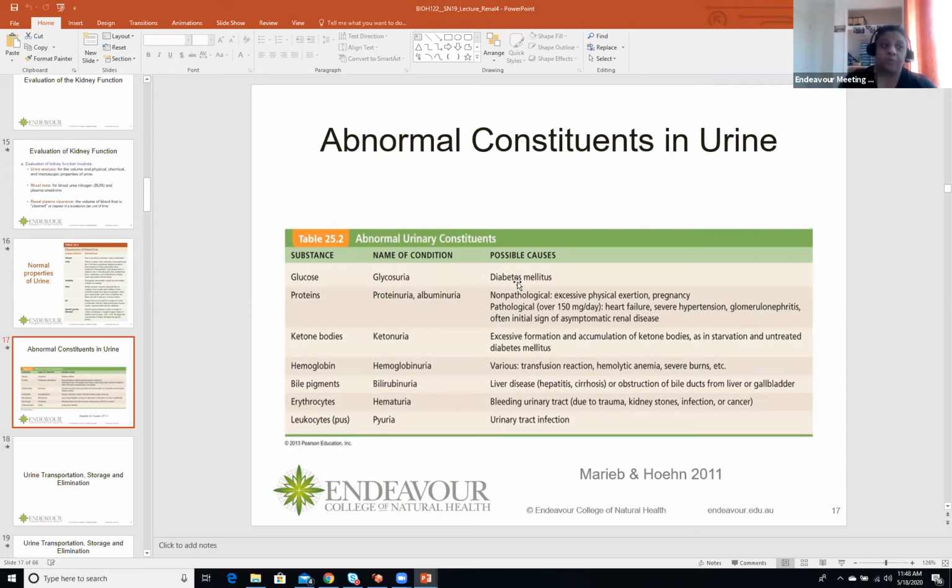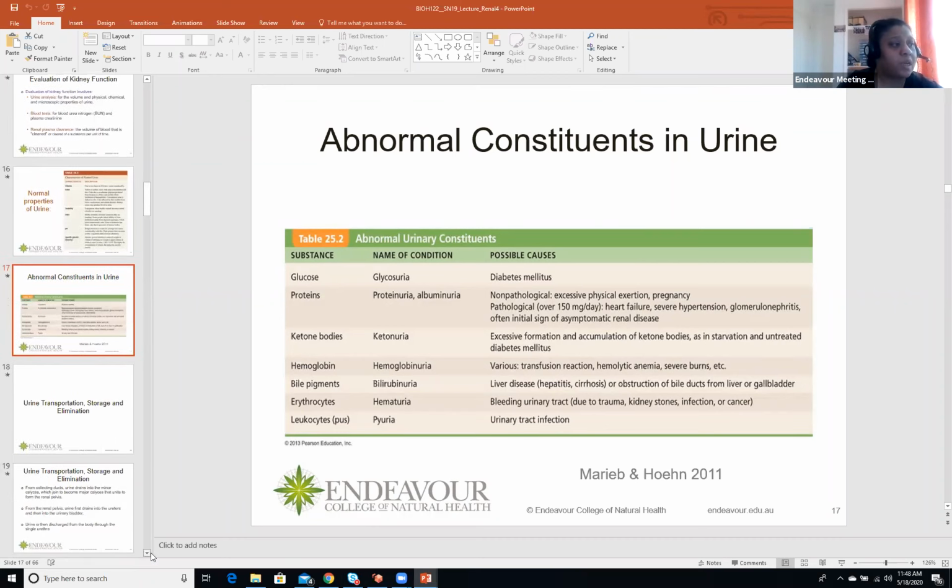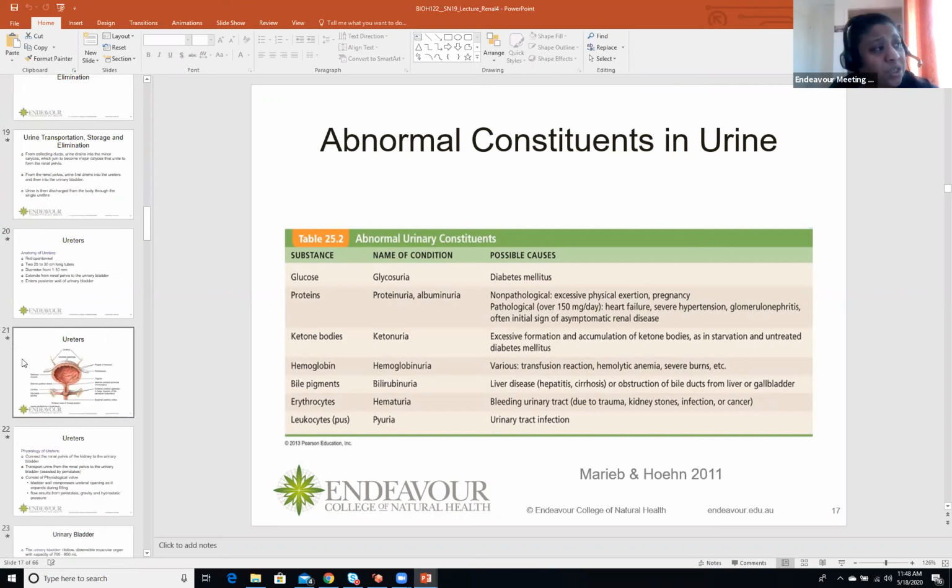Hematuria, which is blood in urine, can be a sign of simple things like urinary tract infection or renal stones, or even more severe things like renal cancer. Pyuria generally means infection. Any pus collection anywhere in the body is infection. So it's just for your knowledge. You don't have to worry too much about remembering these possibilities, I'm just giving you an outline. Then we move on to understanding the micturition reflex and the structure of ureter, bladder, and urethra.